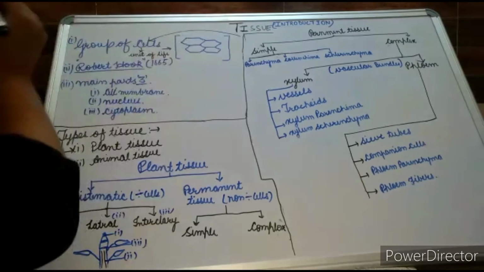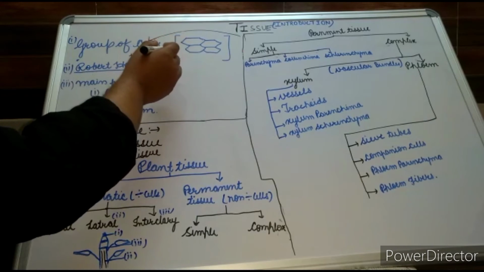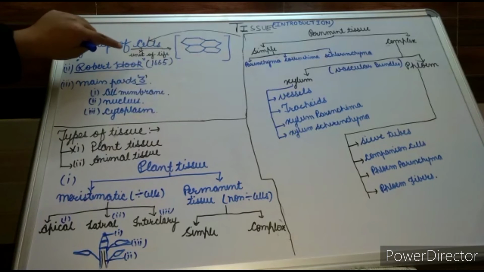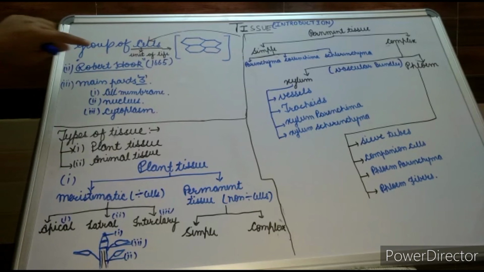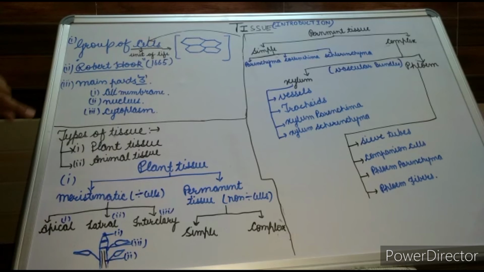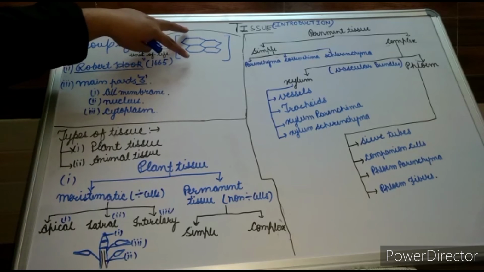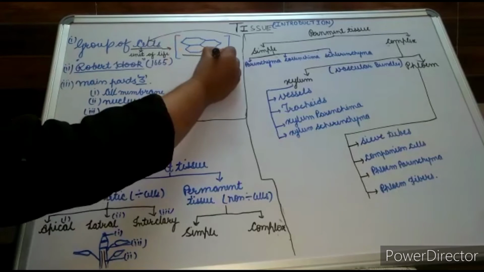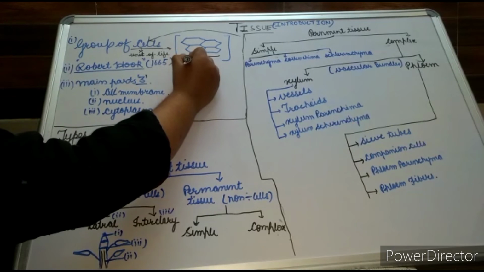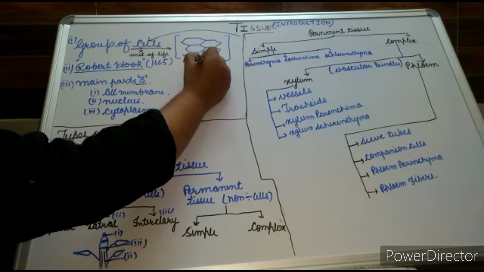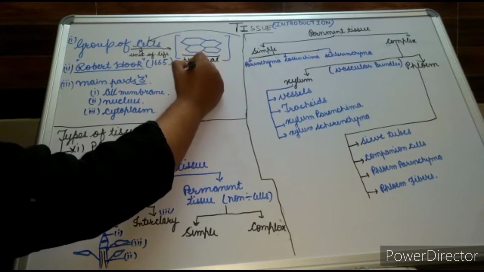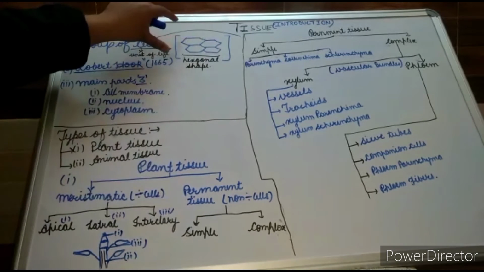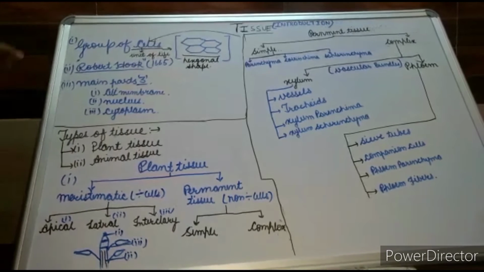What is tissue? Tissue is a group of cells. And what are cells? Cells are the basic unit of life. If we are talking about the structure of the cells, cells are in the shape of a hexagon. The group of cells are known as tissues.